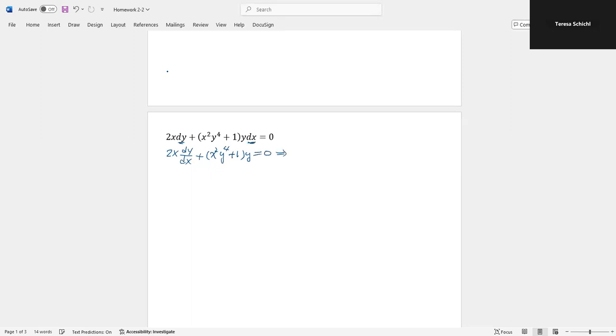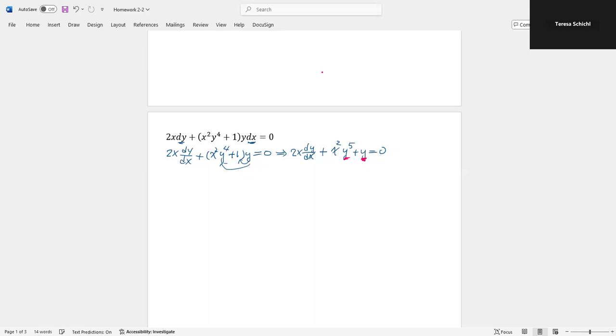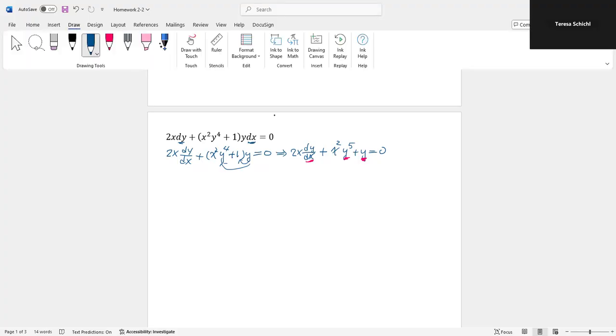So this is 2x dy/dx. Now I do a distributive property and put this one in. So this will be plus x squared y to the fifth plus y equal to 0. When I see this form, I see the y to the fifth and the y prime. They are all in linear form. So I think this will be a good candidate for the Bernoulli equation.